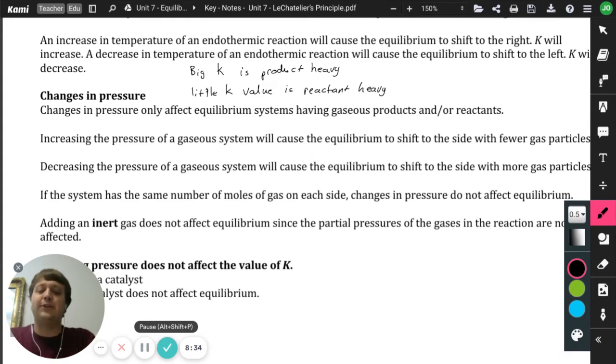So what happens if we change pressure in a system? Well, changes in pressure only affect equilibrium systems having gaseous products and/or reactants, okay? So when we talk about a change in pressure, this only really matters if we're talking about gases. If I'm increasing the pressure in a gaseous system, this is going to cause the equilibrium to shift to the side with fewer gas particles.